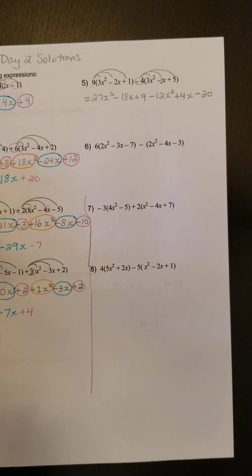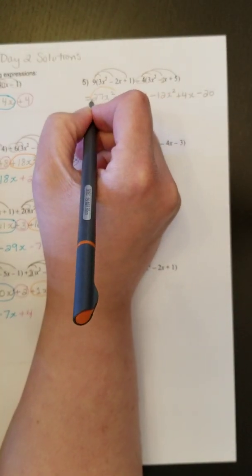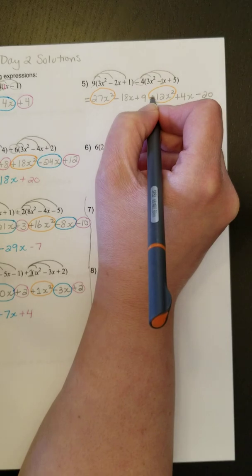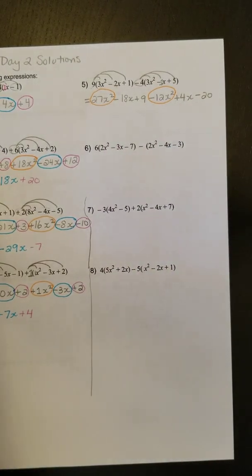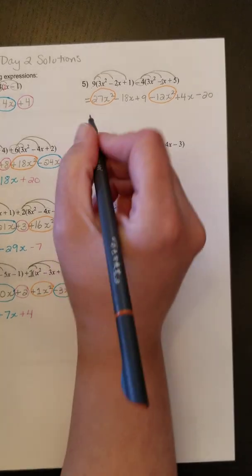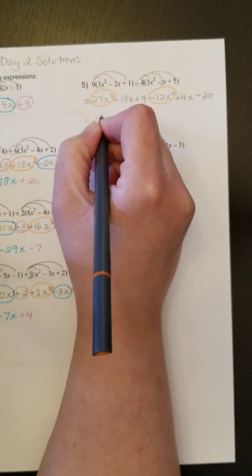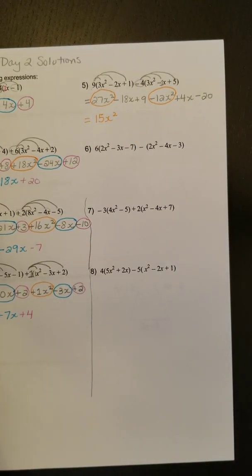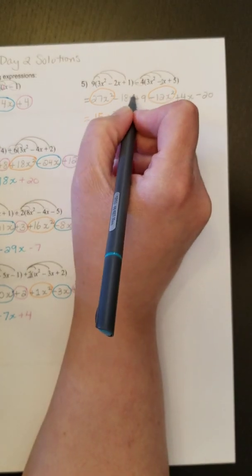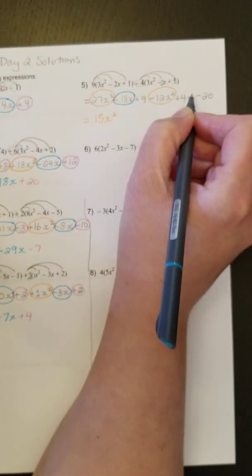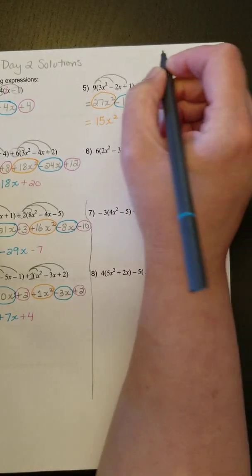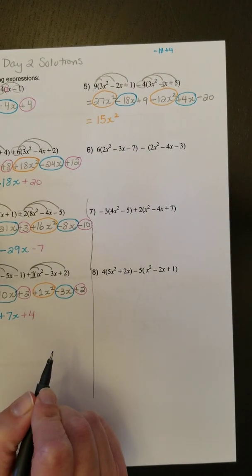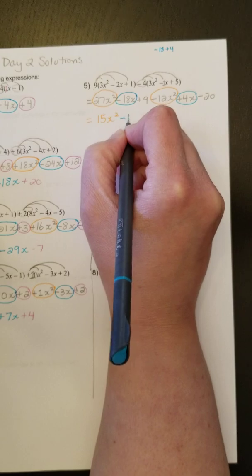Now I'm going to look at gathering up those like terms. So the first thing I'm going to look at is my x squareds. I have 27x squareds here, and then here minus 12x squared. So careful to gather up that negative when you're circling your terms. 27x squareds minus 12x squareds, 27 minus 12 is 15x squareds. And then I'm going to look at the x's. I've got negative 18x's plus 4x's. So if you were doing this on your calculator, you would type in negative 18 plus 4, and you would get negative 14.